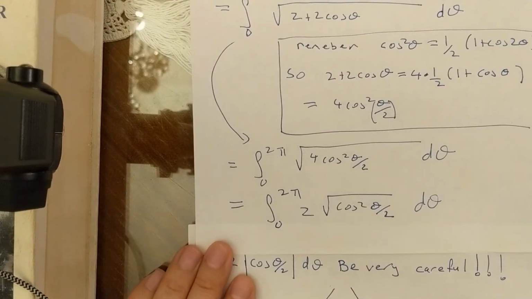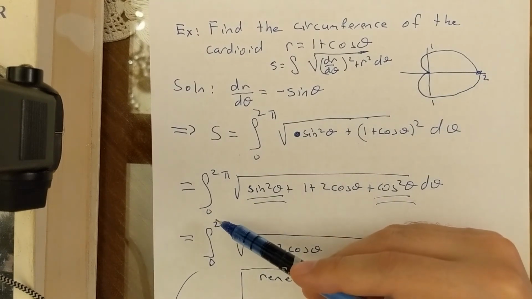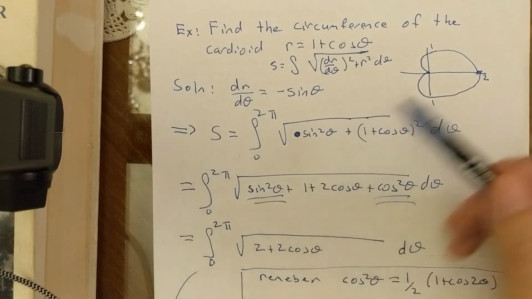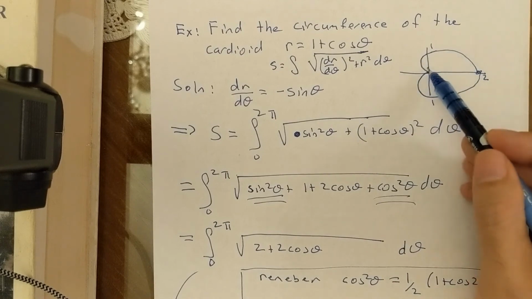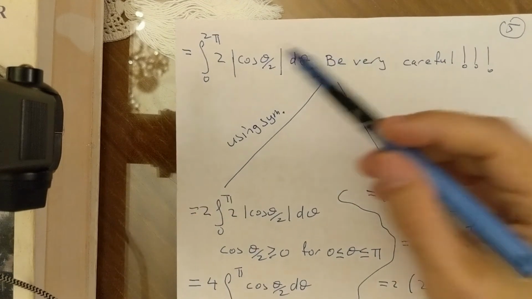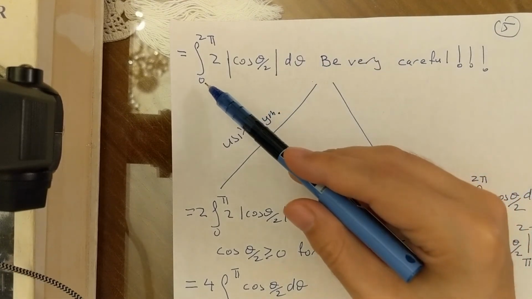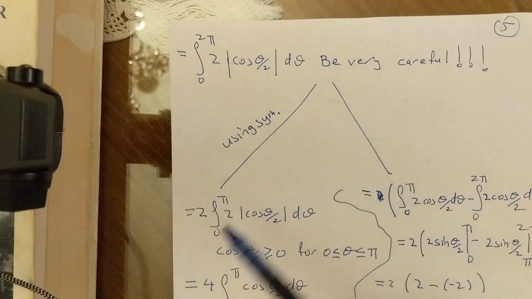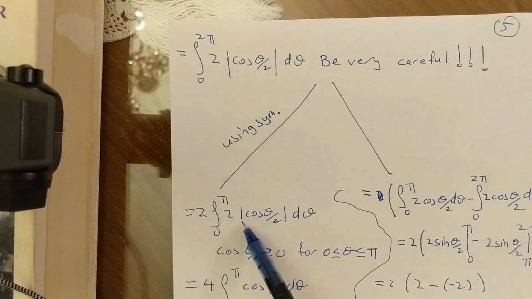If we were to use symmetry, you could have stopped me and said, hey, we don't need to do the integral from 0 to 2 pi. Just do the upper half, 0 to pi, and multiply it by 2. So I solved the remainder of this problem in 2 ways. If I was aware of the symmetry beforehand, I would do 0 to pi and multiply it by 2. And we have 2 times the absolute value of cosine theta over 2 d theta.